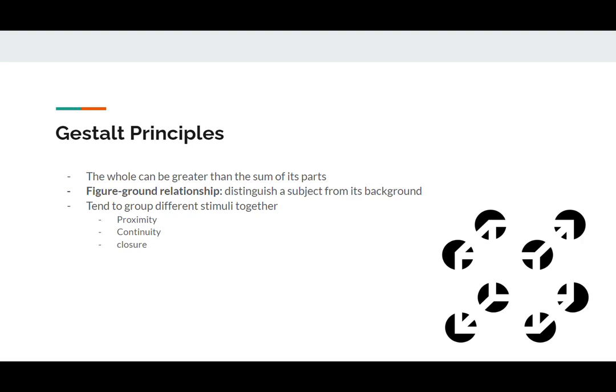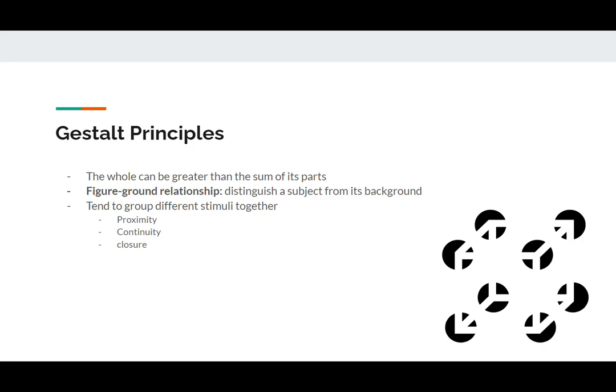This is your mind working to create a perception that is actually an illusion called the Necker cube, named after a Swiss scientist who first published it in 1833. It's a great example of the idea that the whole can be greater than the sum of its parts.